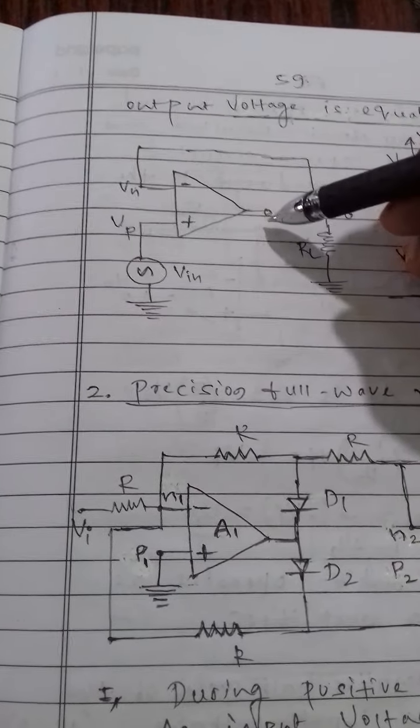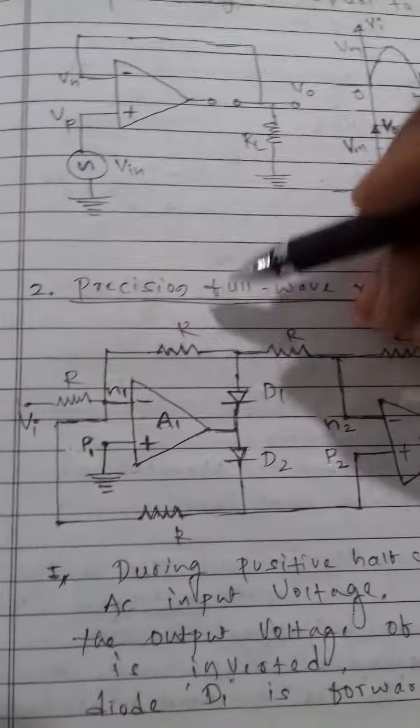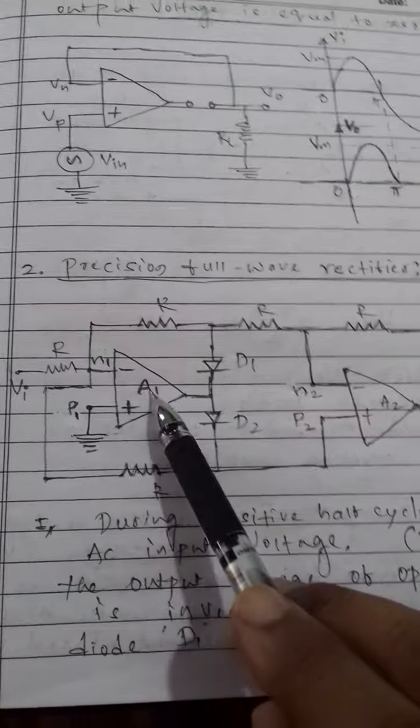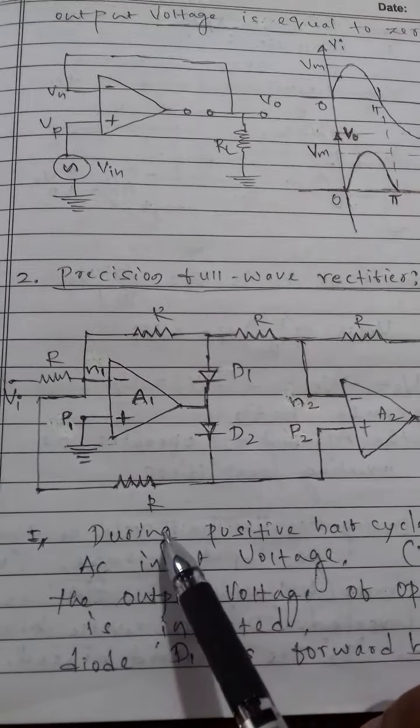This one is the equivalent circuit diagram during the negative half cycles. Precision full wave rectifiers consist of two op amps and two diodes, D1 and D2.